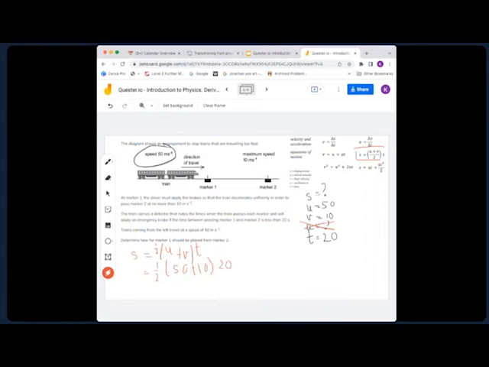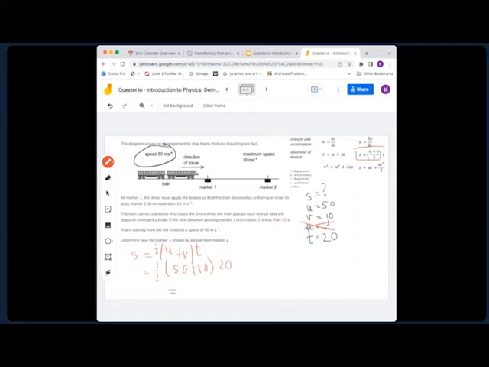Let me just reword the question so that I can make sense of it. A train carries a detector that notes the times when a train passes, and will only apply an emergency brake if the time between passing marker 1 and marker 2 is less than 20 seconds. This question really should be in the form of an inequality, and it's not really phrased the best. I probably should have chosen a better question, but this is essentially how we find our displacement.